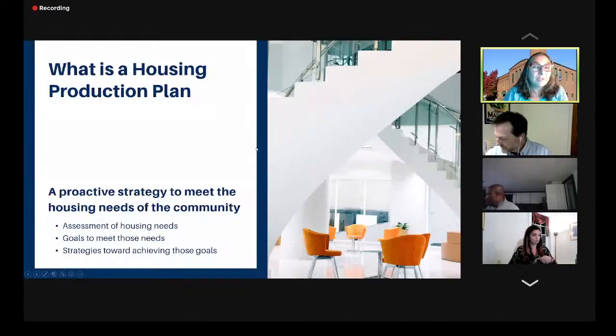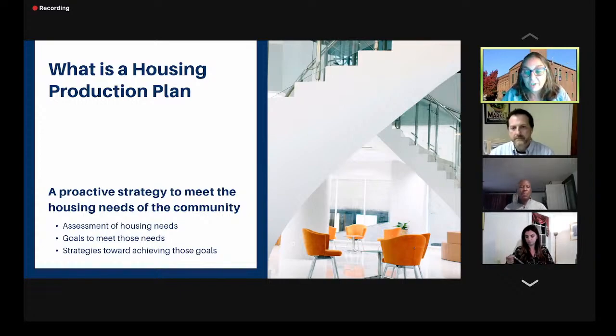What is a housing production plan? It's a proactive strategy to meet the housing needs of the community. What we do is an assessment of housing needs. We create goals to meet those needs and work with you to develop strategies towards achieving those goals.